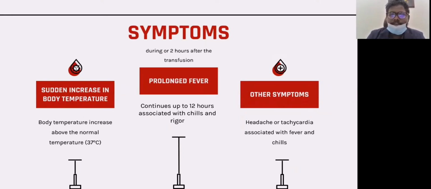The symptoms of this transfusion reaction occur during or up to 2 hours after the transfusion. The first symptom will be a sudden increase in body temperature, above the normal body temperature of 37 degrees Celsius. Then the patient develops a prolonged fever, which continues up to 12 hours, associated with chills and rigor.